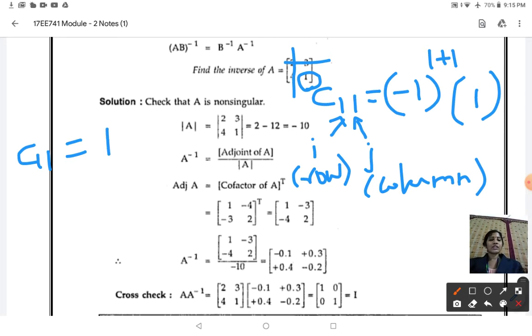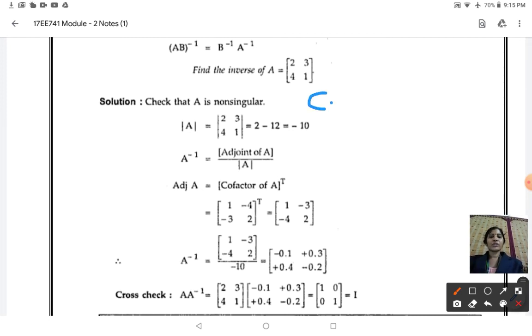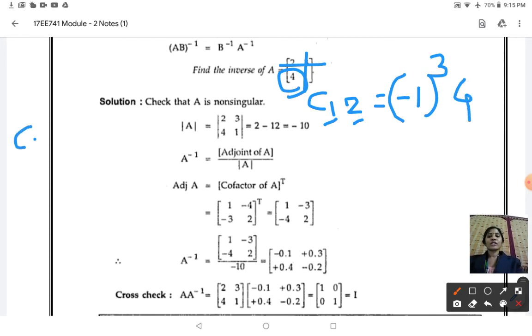Next one, to identify your C12. C12 means first row, second column. So cut your first row and second column. The formula is minus 1 to the power of i plus j. So minus 1 to the power of 1 plus 2 is nothing but 3, and the minor of the element obtained is 4. So we have got C11 is equal to 1 and C12 is equal to minus 4.